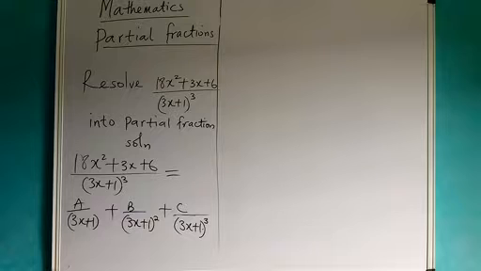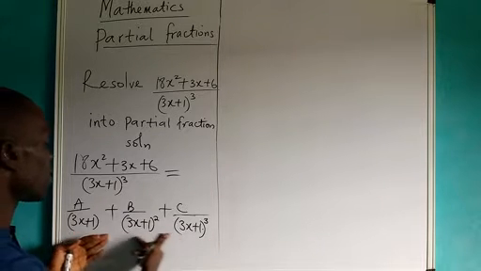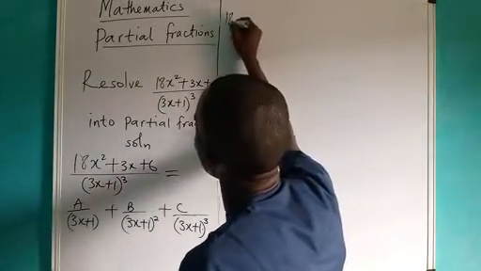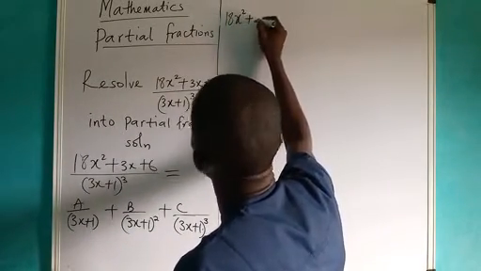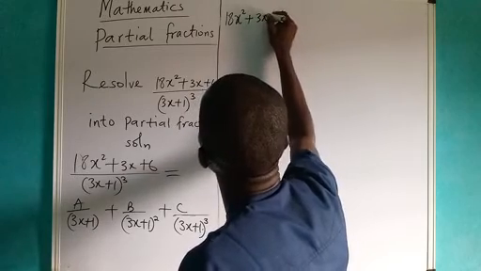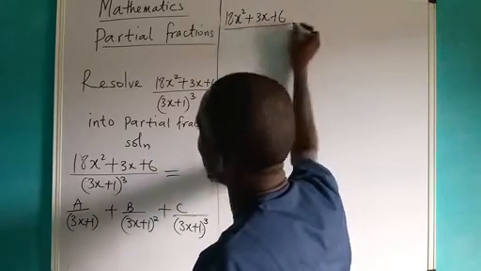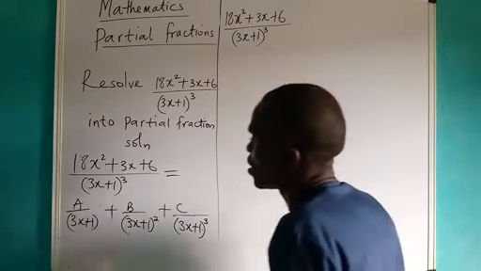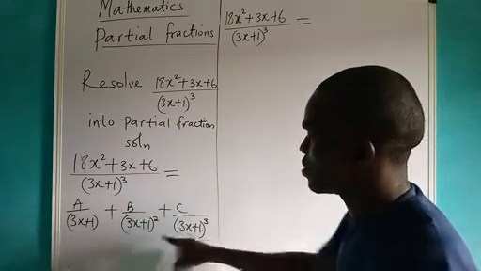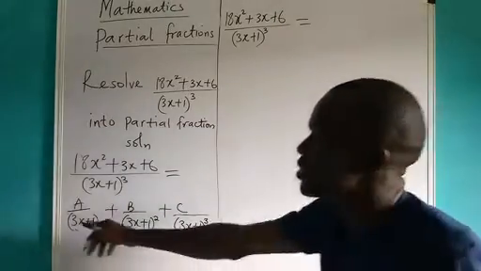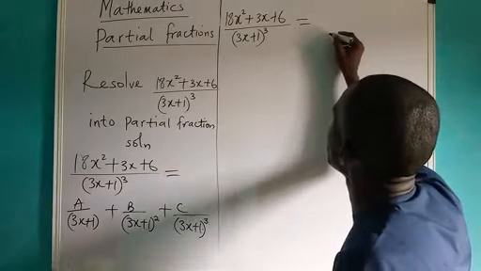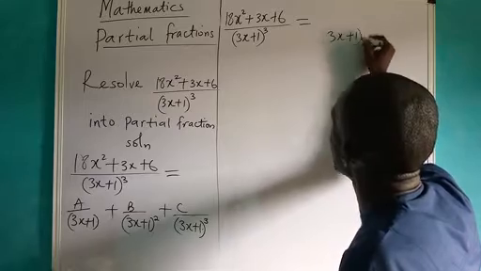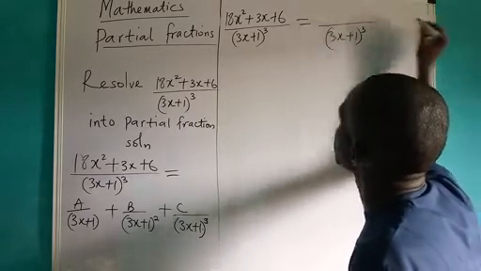Now, to solve this, what can we do? We simply take the LCM of the denominators. We have (8x squared plus 3x plus 6) all over (3x plus 1) power 3, and collecting the LCM of everything, we have (3x plus 1) power 3. This is simply the LCM.